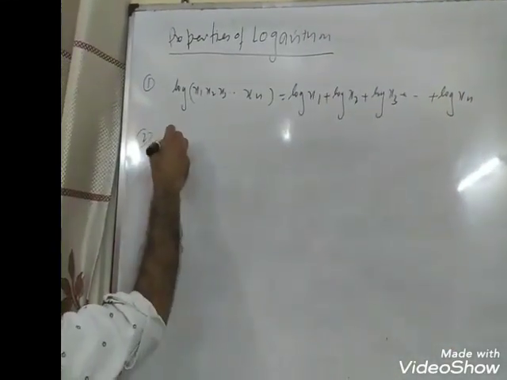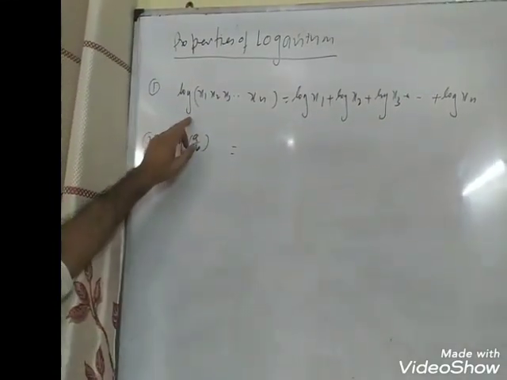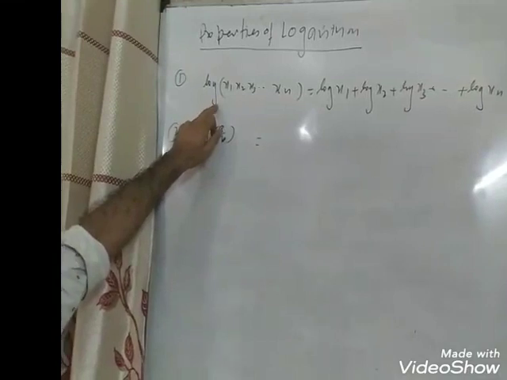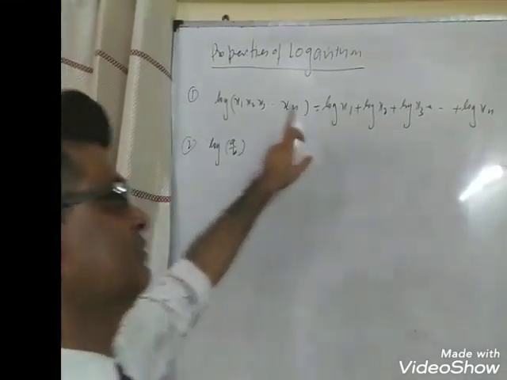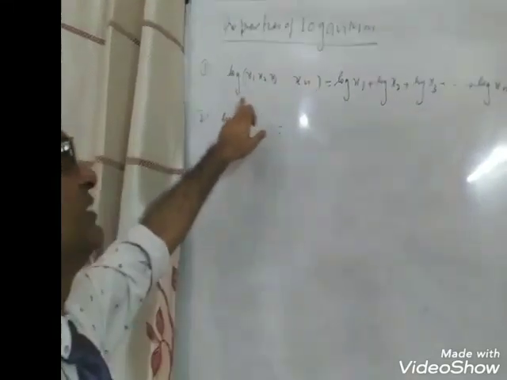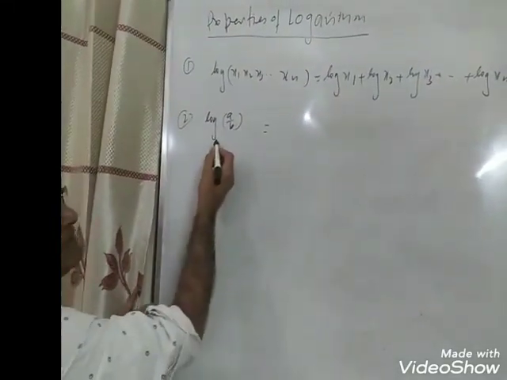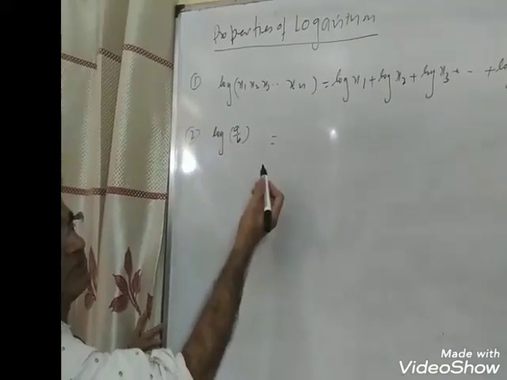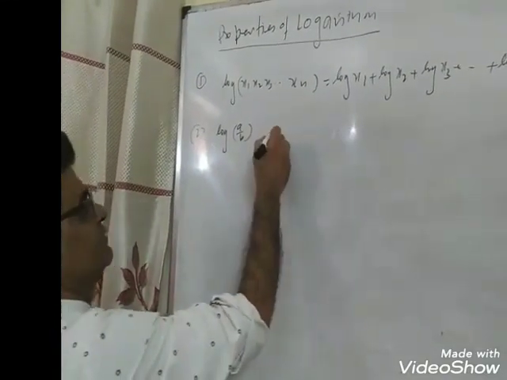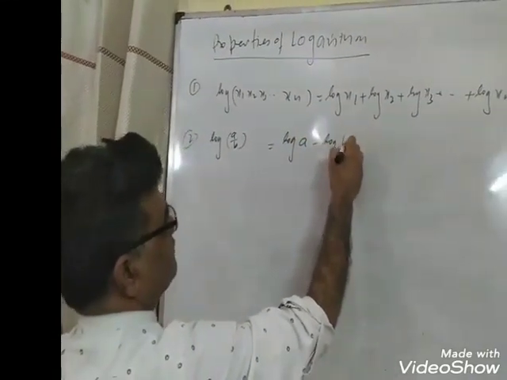Second, log of a upon b. Here you can see that we have left over the base of the logarithm. So whatever base you want, you can put throughout all the logarithm. The same base will be applied to all the logarithm. Here also we are not mentioning a base. You can use it suitably as per the question. So this is equivalent to log a minus log b.